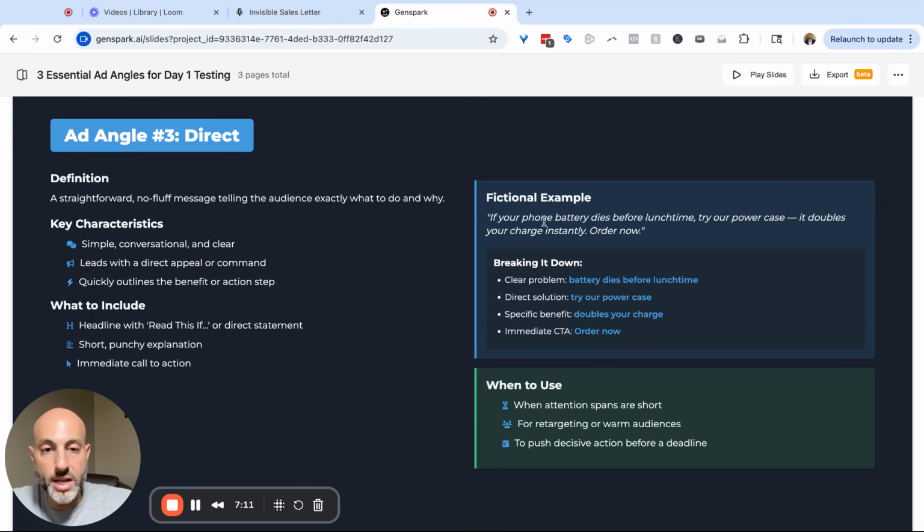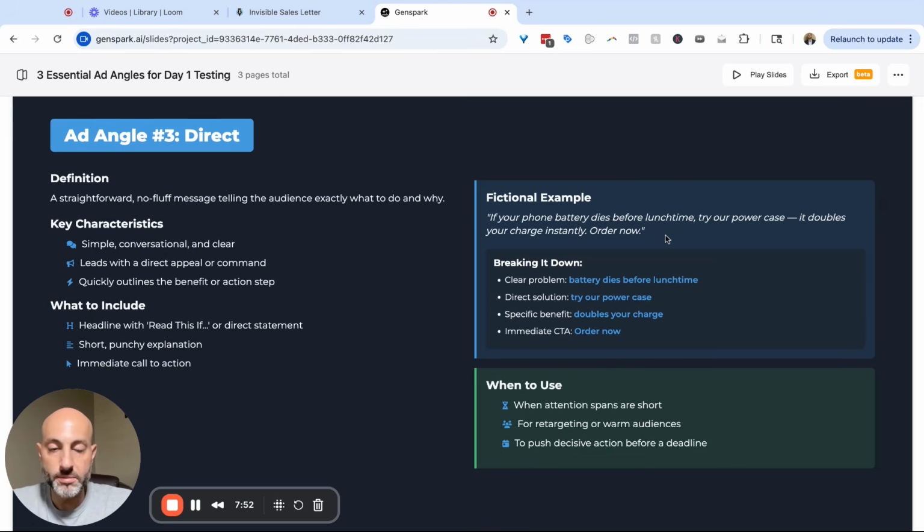All right. Fictional example: if your phone battery dies before lunchtime, try our power case. It doubles your charge instantly. Order now. Okay, so I actually used AI to come up with this fictional example. I don't actually like this one as far as the way I would do it. If it were me, just to give you some insight, I like to leave the curiosity. If your phone battery dies before lunchtime, try this solution, or this is the way to prevent it from happening starting tomorrow. Or read this if your phone battery constantly dies before lunchtime.